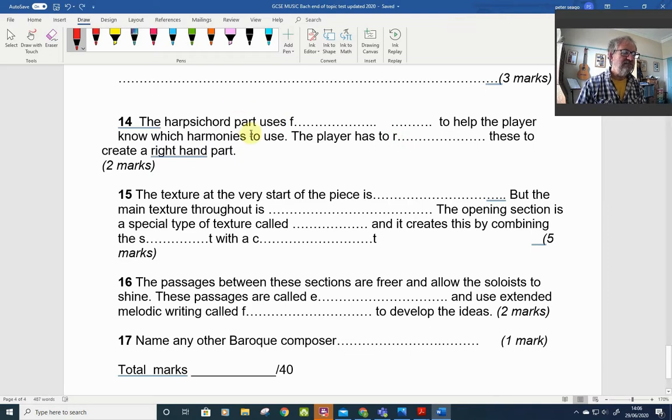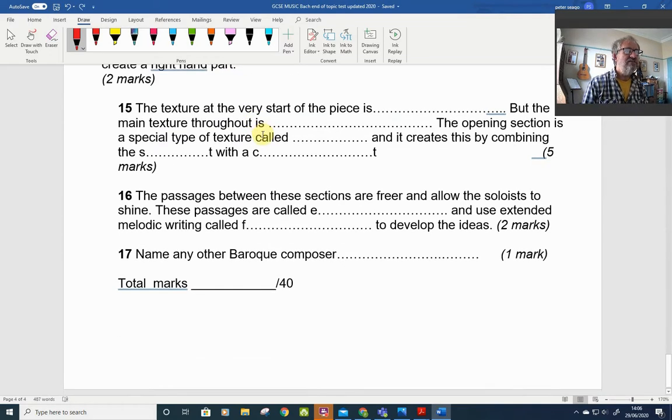Number 15. The texture at the start of the piece is, well, you can't really go on how many dots I've left there because it could be a short answer or a long answer depending on how you describe it. There's more than one right answer for that. But the main texture throughout is what? Typical of the Baroque period. The opening section is a special type of texture called, now there's the shorter answer.